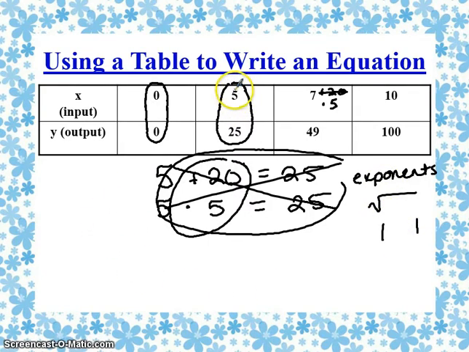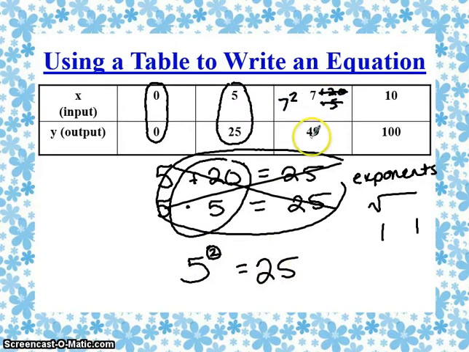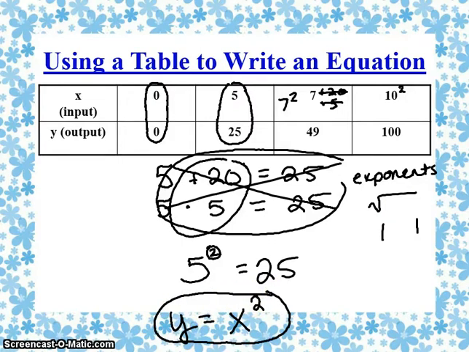Now think about exponents. Is there some exponent that we could give 5 to equal 25? Yeah, 5 squared is 25. 5 times 5 is 25. Well, let's try that with 7. If we square 7, do we get 49? Yes, because 7 times 7 is 49. If we square 10, do we get 100? Yeah, because 10 times 10 is 100. So this equation says you have to take the input, or the x, and square it, and that's how you get the output. So this is y equals x squared.